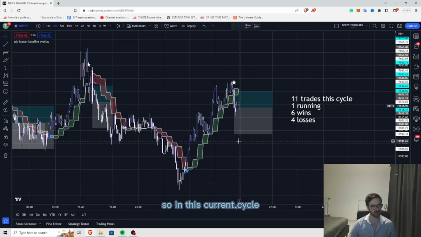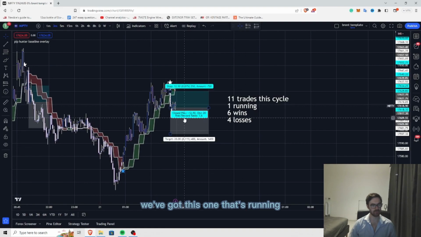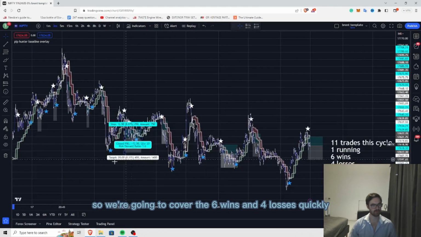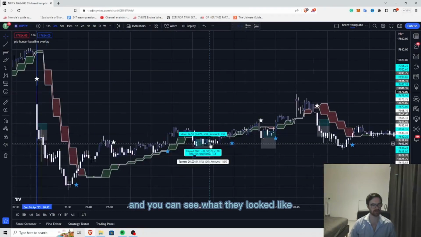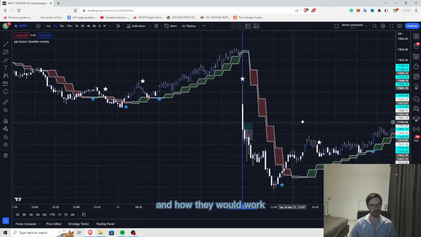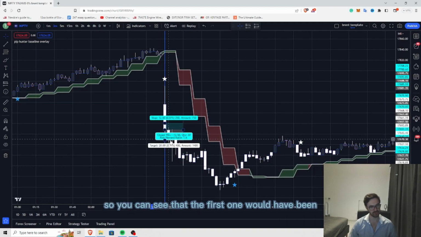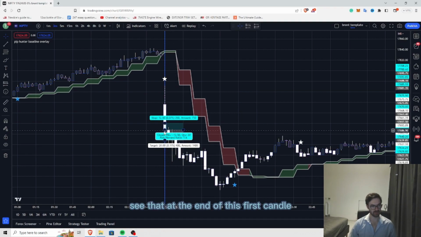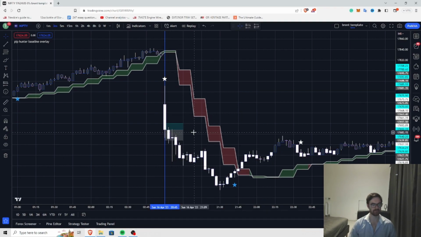So in this current cycle there have been 11 trades so far. We've got this one that's running. There have been 6 wins and 4 losses. So we're going to cover the 6 wins and 4 losses quickly, and you can see what they look like and how they would work. The first one would have been just after market open on the 16th. At the end of this first candle we would have taken our trade and immediately taken profit.